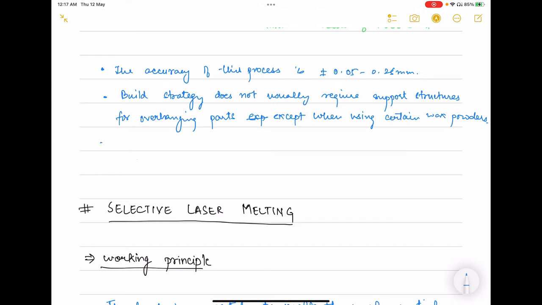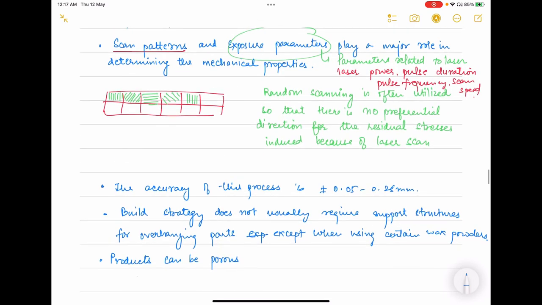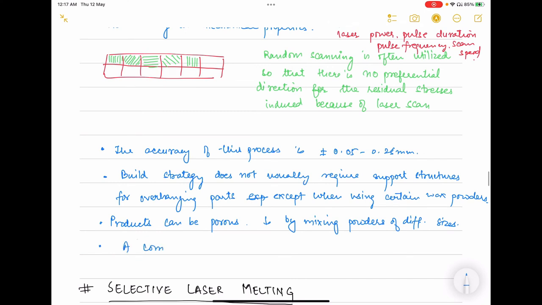So, the products can be porous, and that can be reduced by mixing powders of different size. And last, a combination of materials can be used. These materials have already been discussed earlier. Okay. So that was all for selective laser sintering.